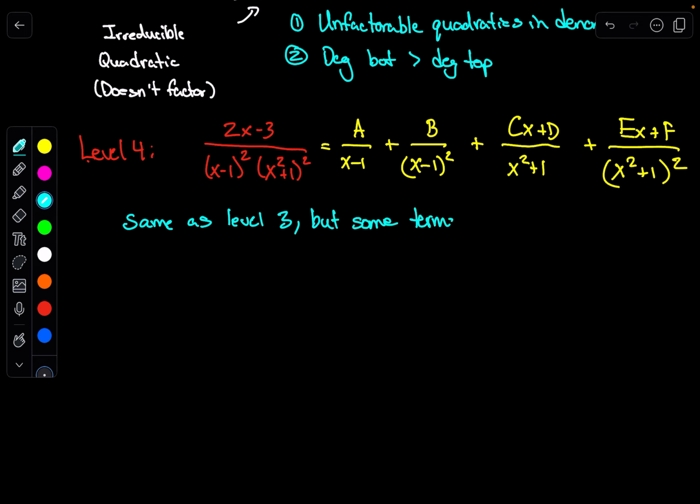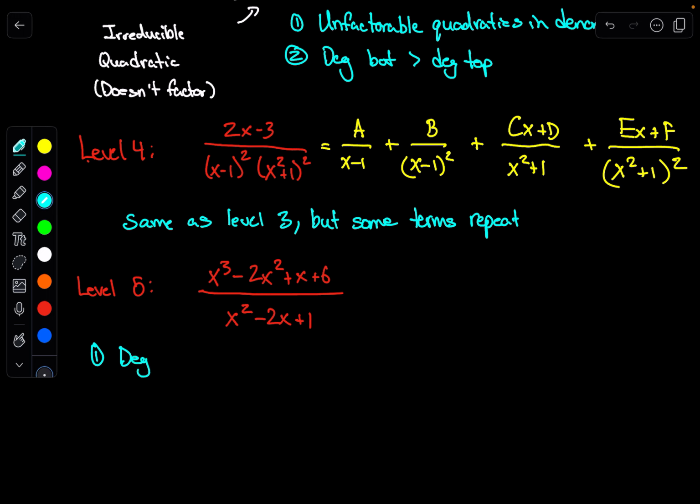Right, some terms repeat. Okay, so level 5 may be something that looks like x cubed minus 2x squared plus x plus 6 divided by x squared minus 2x plus 1, or something of this nature. And you'll notice now that the degree on the bottom is no longer larger than on the top. So in this case the degree of the top is greater than or equal to the degree on the bottom. And in order to do this, this requires long division, okay?